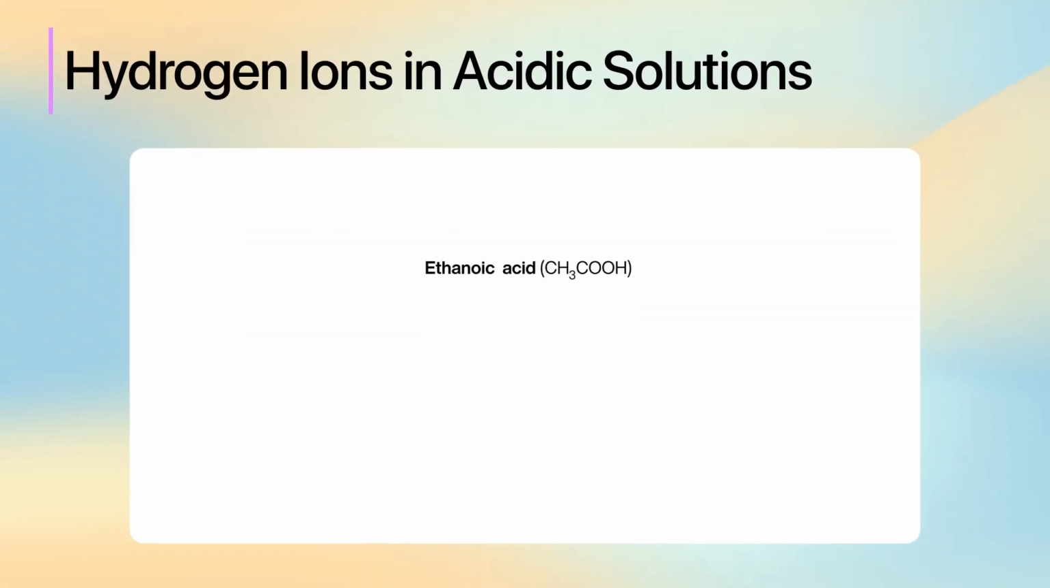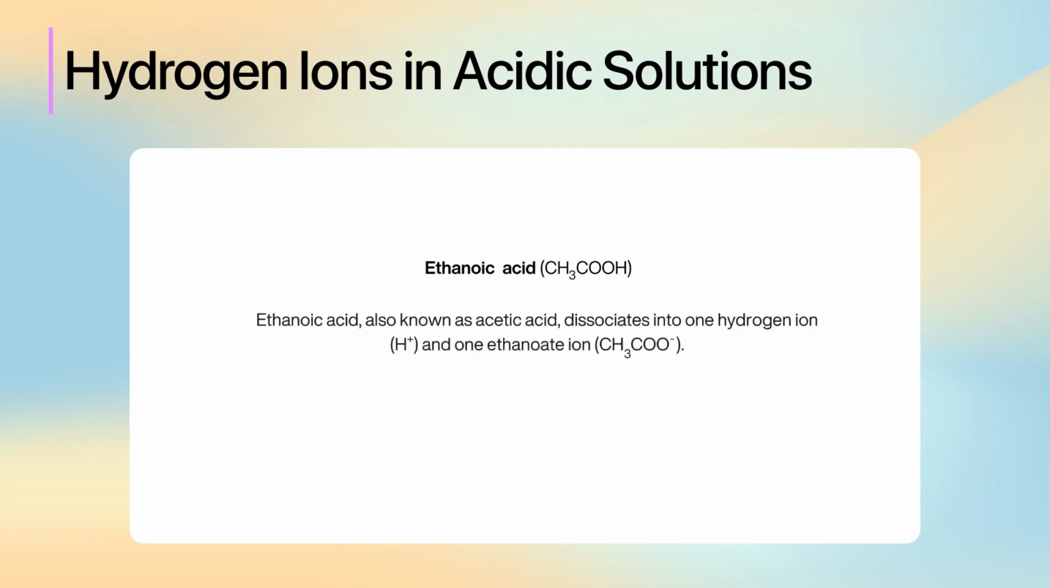Now let's try ethanoic acid, CH₃COOH. Ethanoic acid, also known as acetic acid, dissociates into one hydrogen ion, H+, and one ethanoate ion, CH₃COO-. So the equation is as shown.